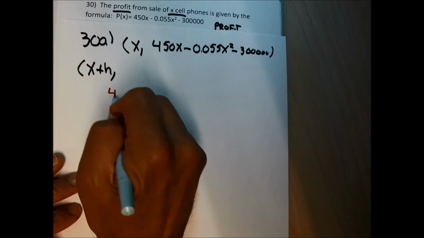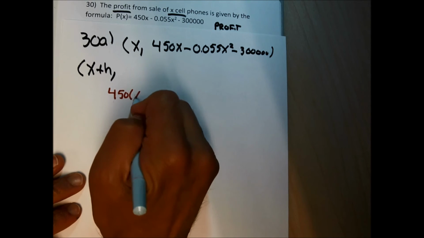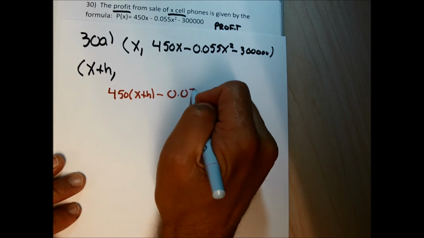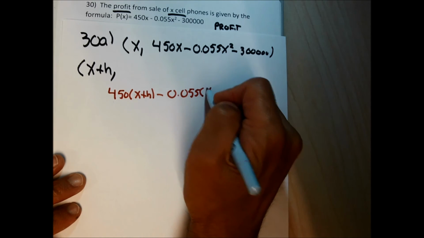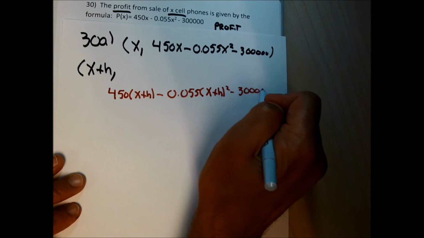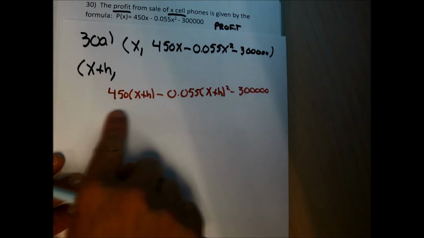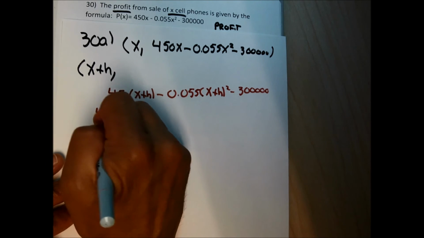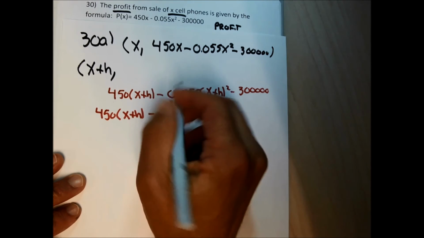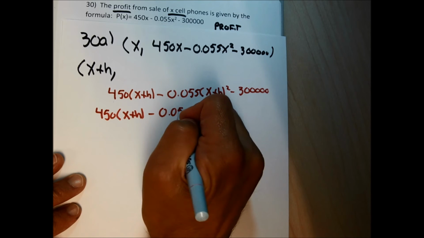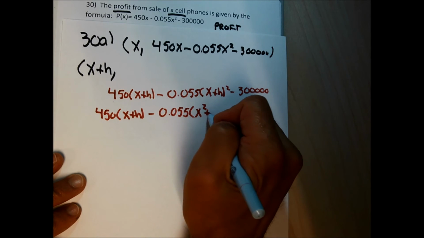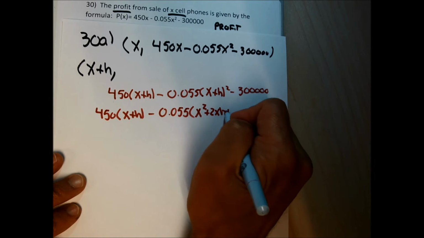It's going to be 450 times x plus h minus 0.055 times x plus h squared minus 300,000. First parentheses I'll leave for a second. I could clear it right now if I cared to. I want to get rid of the exponent first because that has a nasty decimal in front of it. X plus h squared is x squared plus 2xh plus h squared.